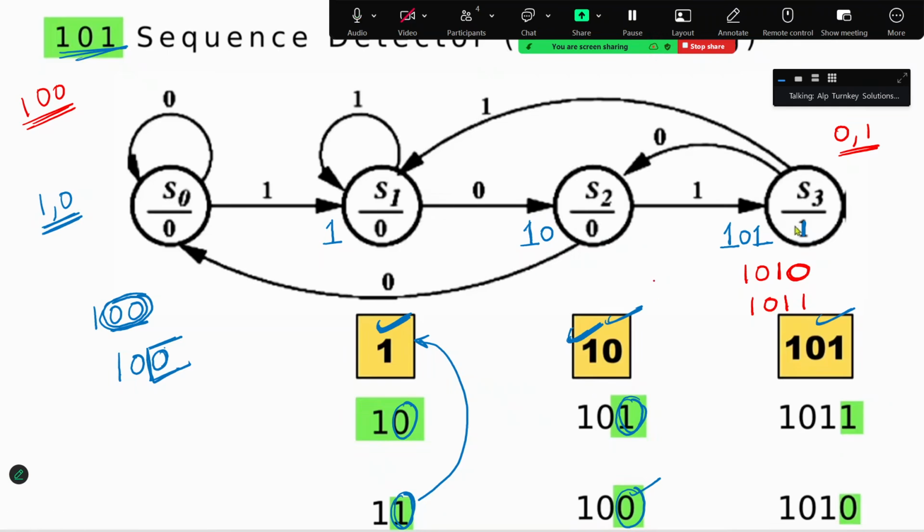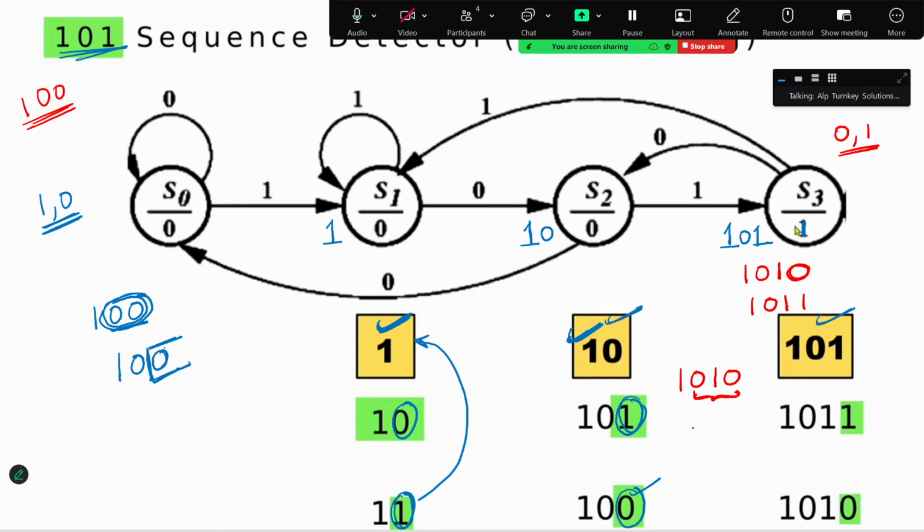Okay, it can be 1. So suppose the input is 1 0 1 1 0 1 0. If I see 3 bits, that means 0 1 0. But here, what is my sequence? 1 0 1. It is not matching.